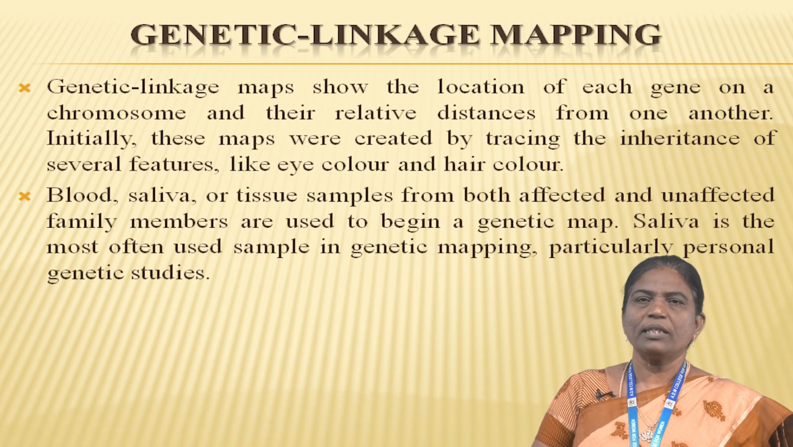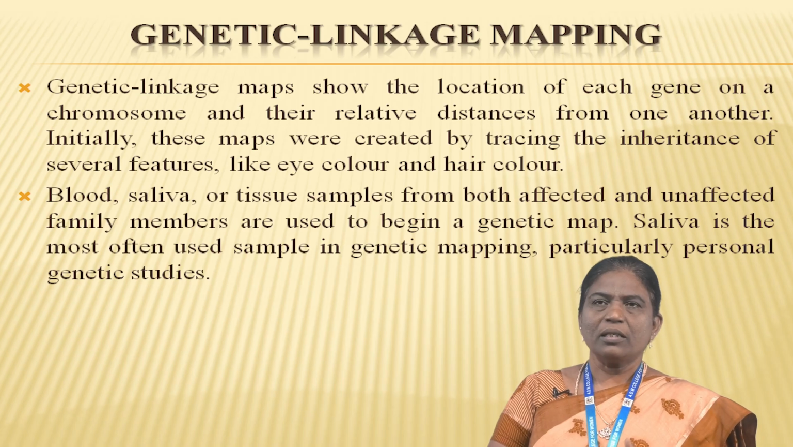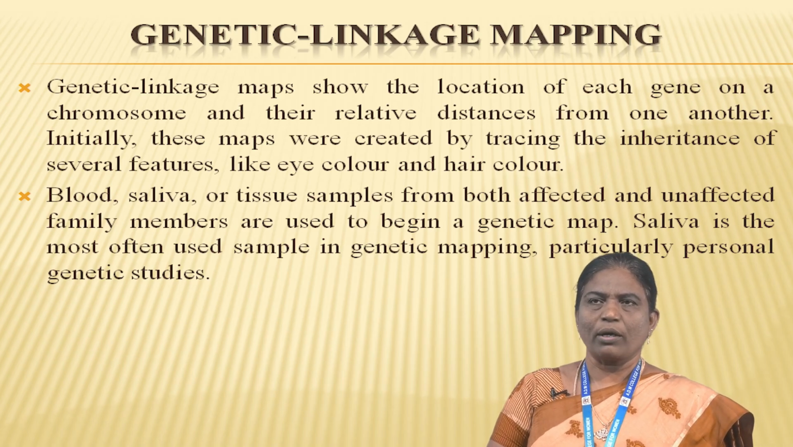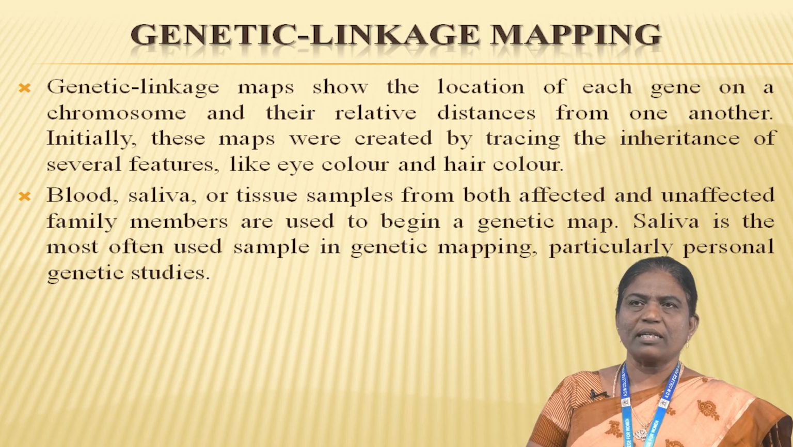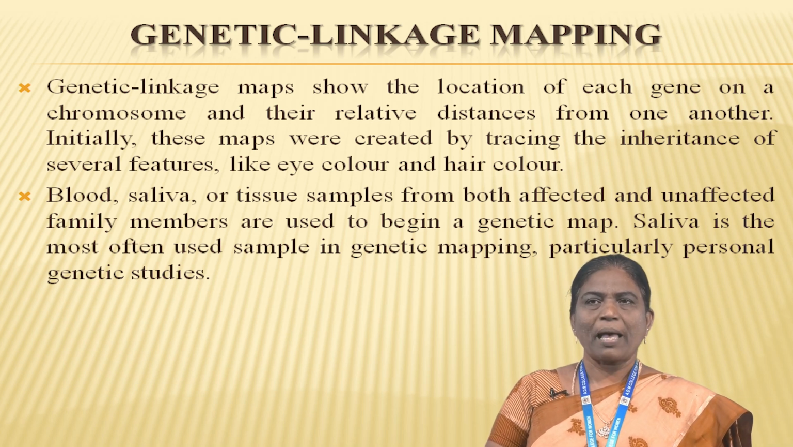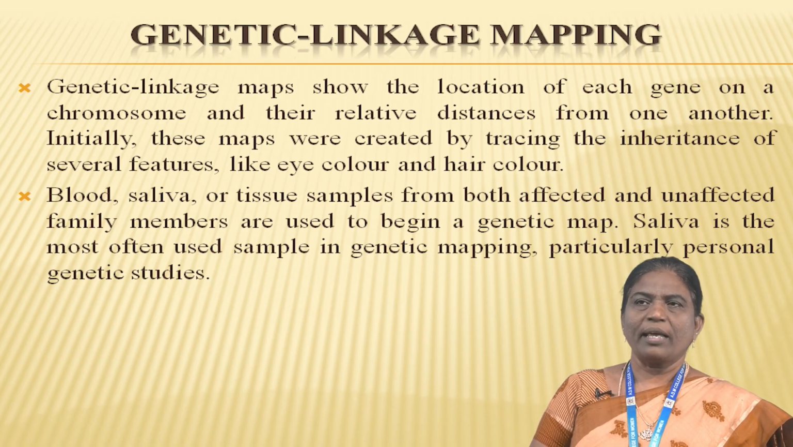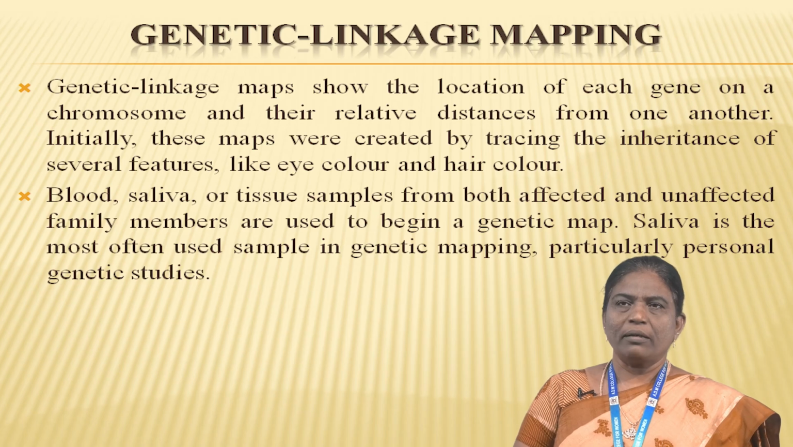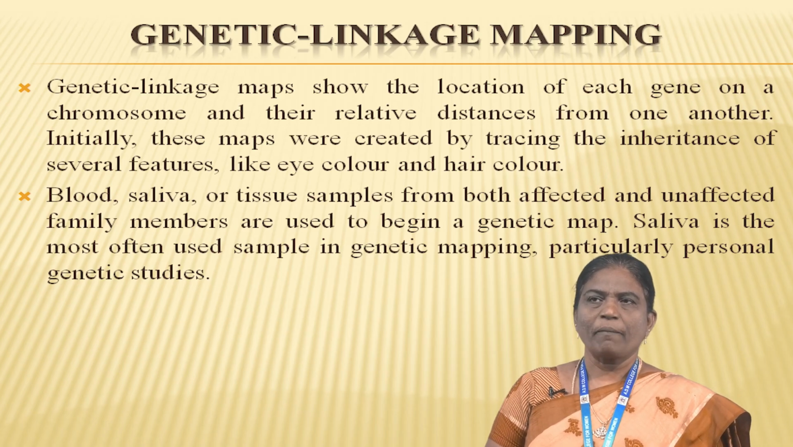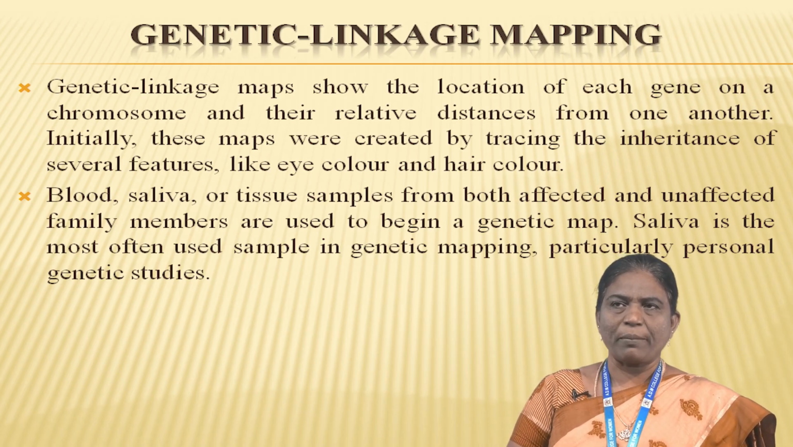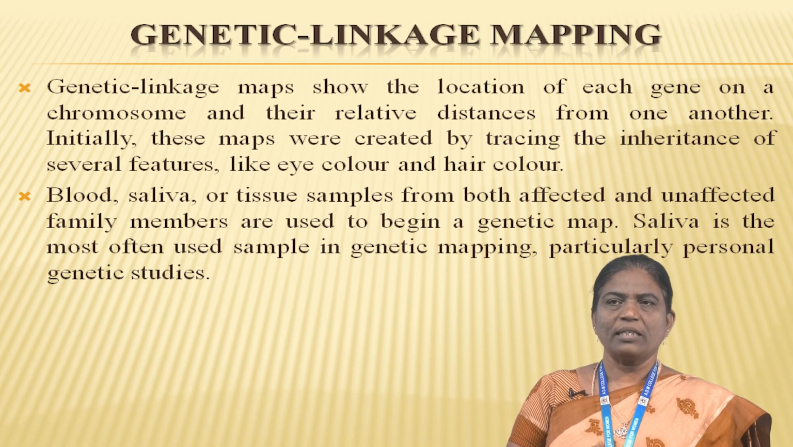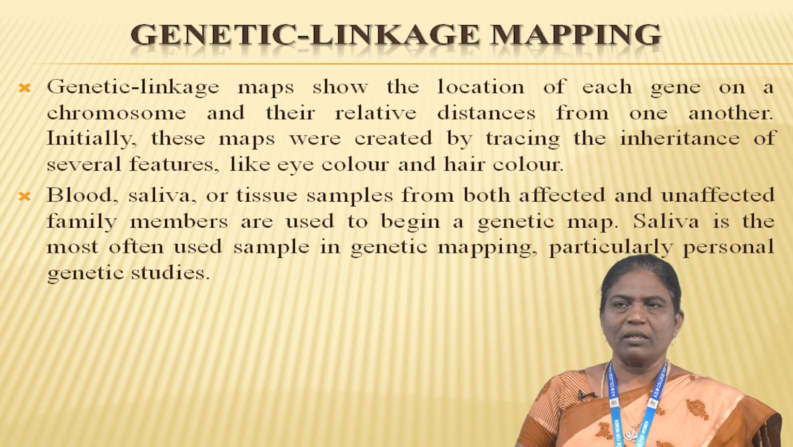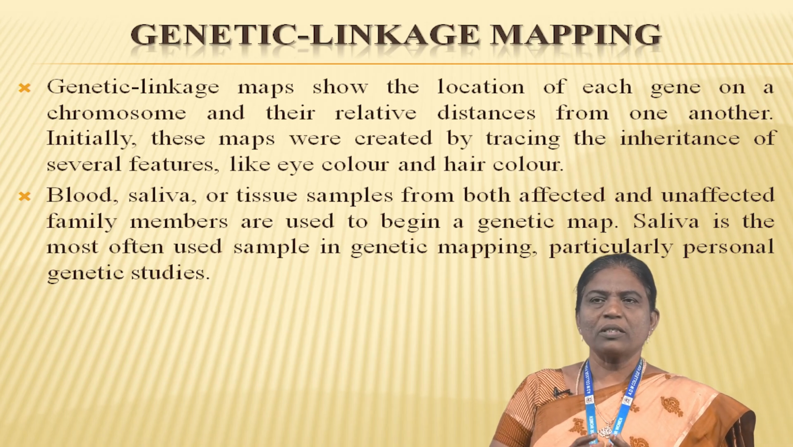Let us see something about genetic linkage mapping. Here, this genetic linkage map shows the location of each gene on a chromosome and their relative distance from one another. Initially, these maps were created by tracing the inheritance of several features like eye color and hair color. Blood, saliva, or tissue samples from both affected and unaffected family members are used to begin a genetic map. Saliva is the most common, often used sample in genetic mapping, particularly in personal genetic studies.